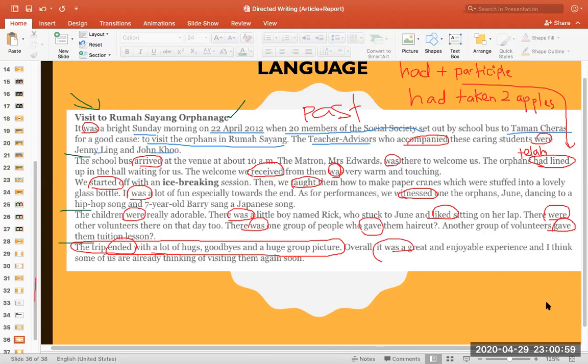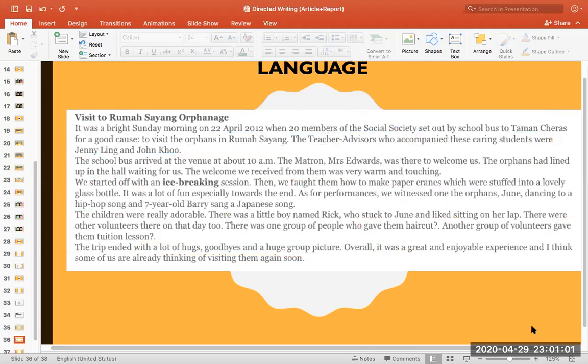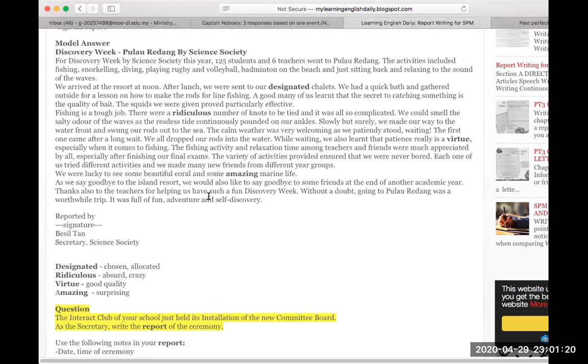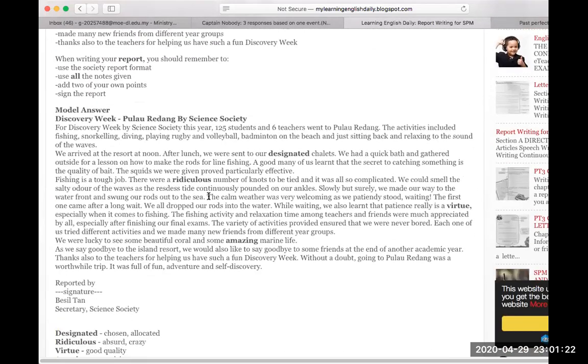Okay, just now I said I want to show you the passive kan, so I clear this. I share this with you. Okay. 1 second. Okay, let me look for a sample. Okay. Here. Okay, this is a trip to Pulau Redang.